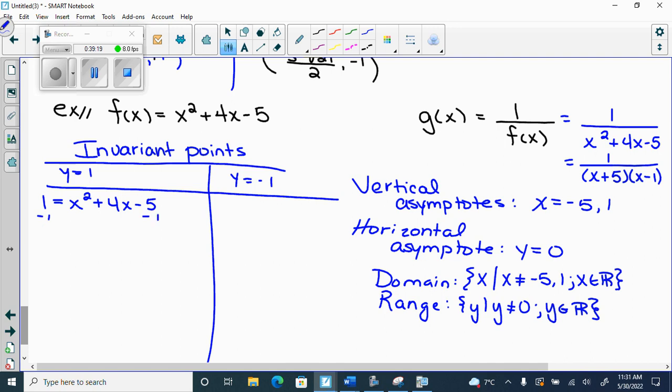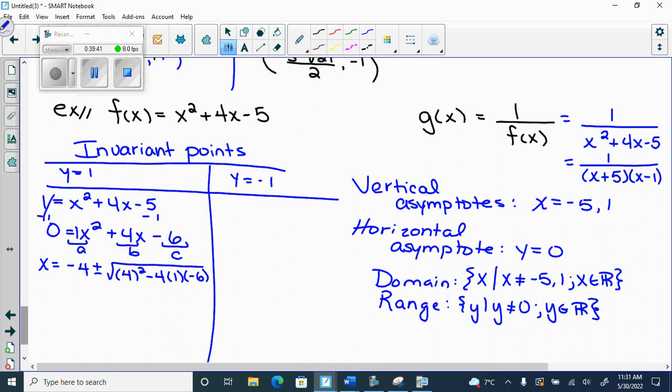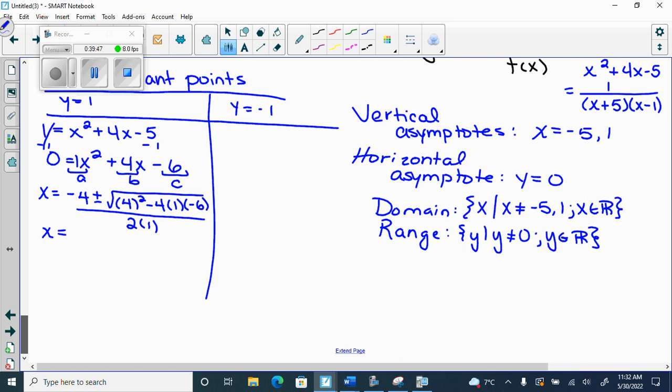So I'm going to subtract 1 over, and I'm going to get x squared plus 4x minus 6. And there's nothing that multiplies to negative 6 and adds to 4, so I have to use the quadratic formula. So I get x equals negative 4 plus or minus the square root of 4 squared minus 4 times 1 times negative 6, all over 2 times 1. So x equals negative 4 plus or minus the square root of 16 plus 24, which is 40.